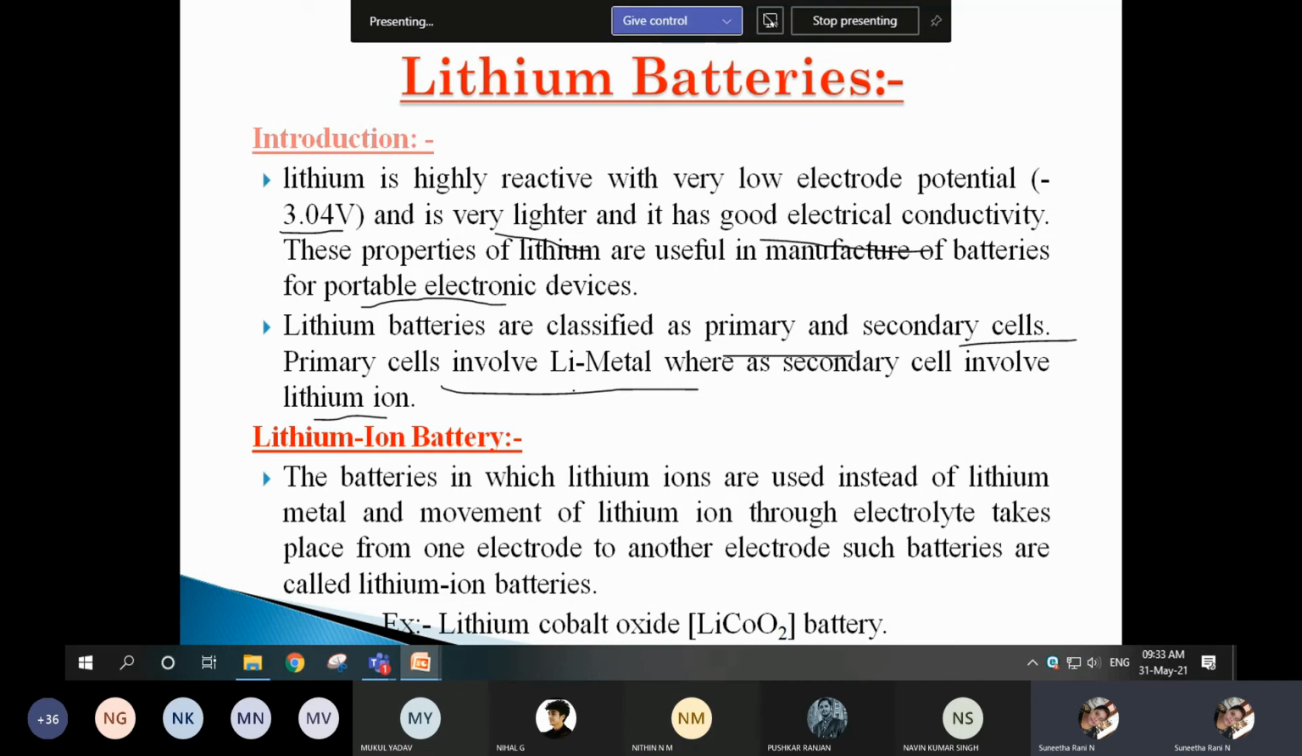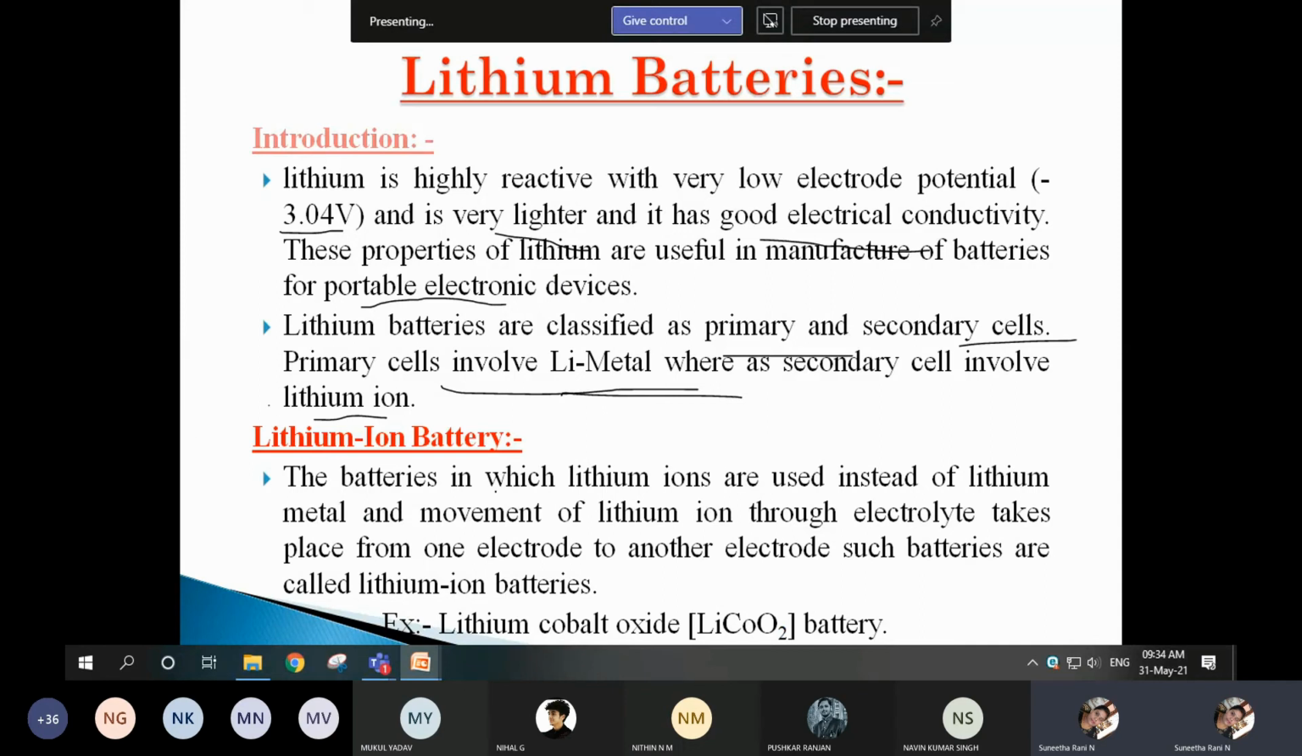Primary cell means it contains only lithium metal, whereas secondary cells involve lithium and the ion. There is no other metal required. We require only ions. You don't have the lithium metal battery to study in the syllabus. You have only the lithium ion battery in your syllabus. Lithium ion battery means how the ions are combined with the lithium to give an energy storage device, that we are going to see: how it is constructed, what the reactions are, and how it takes place.